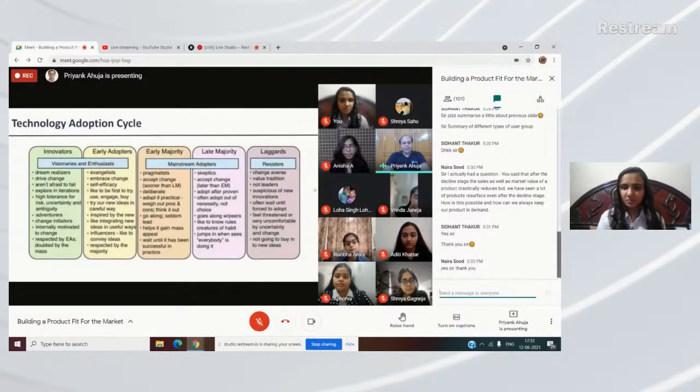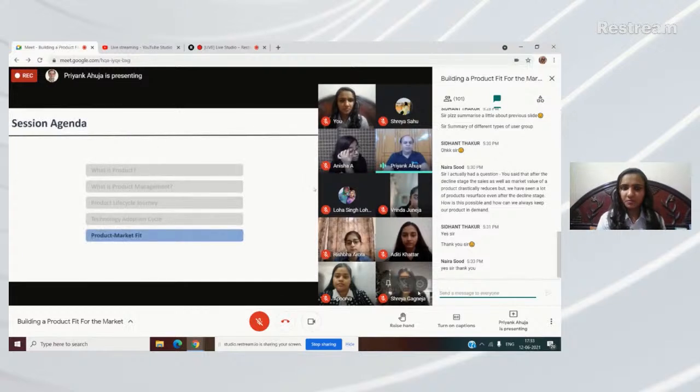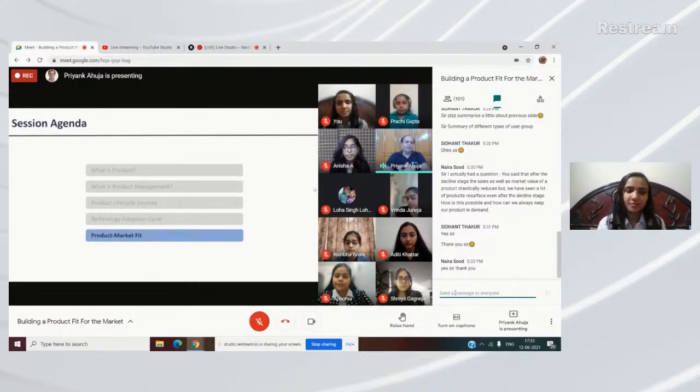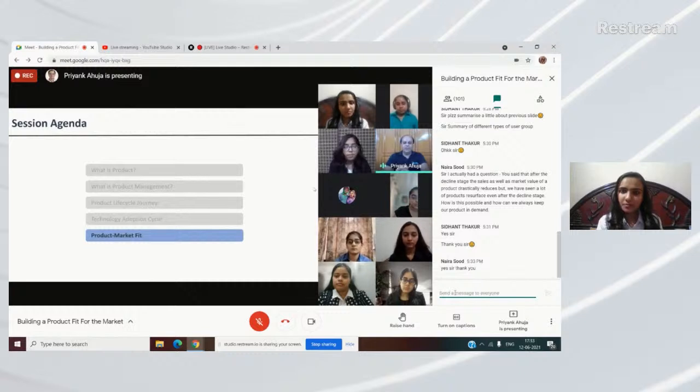So that was about the technology adoption cycle. Now we will come back to the main topic, your product market fit. Where will this concept be used? This concept will be used majorly for both startups as well as MNCs, but heavily used in the case of startups. Because once you open your company in the market, there is a high level of uncertainty.